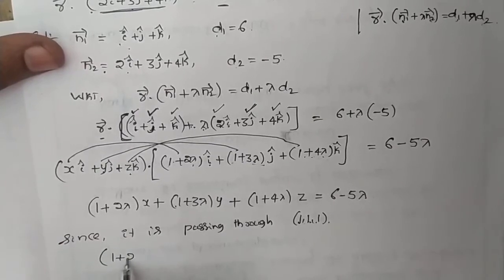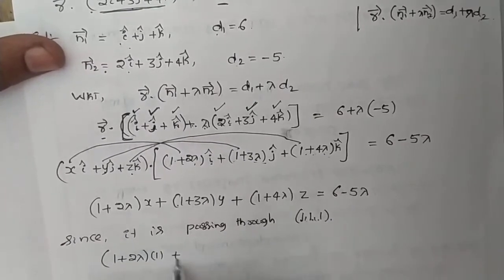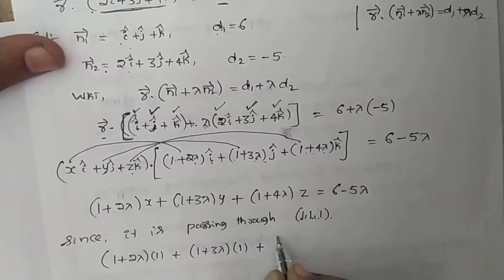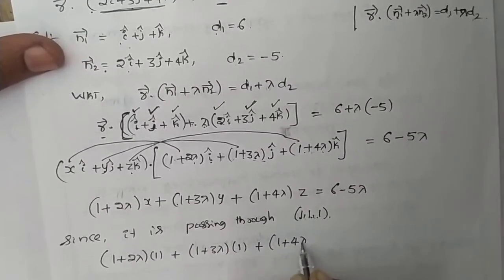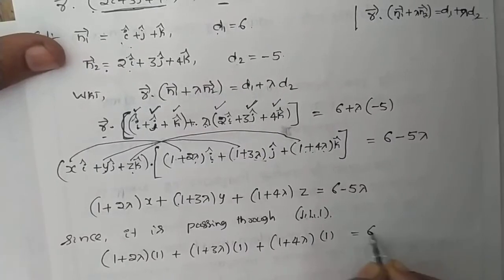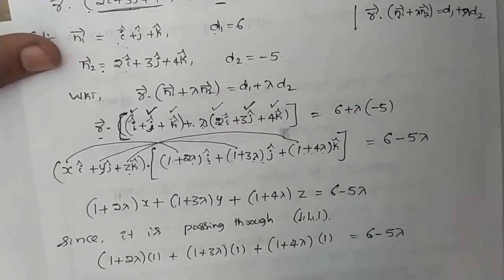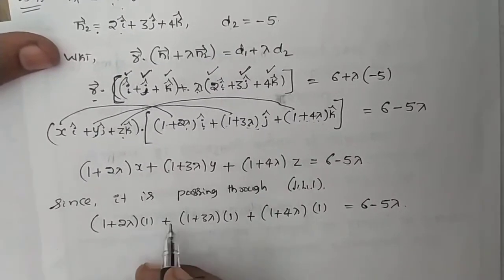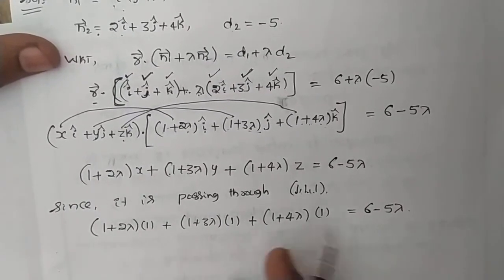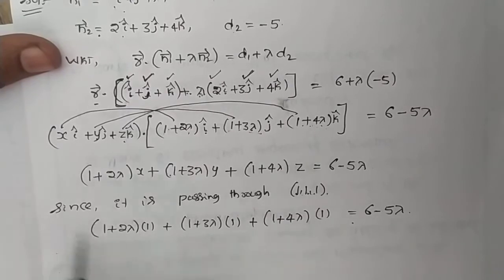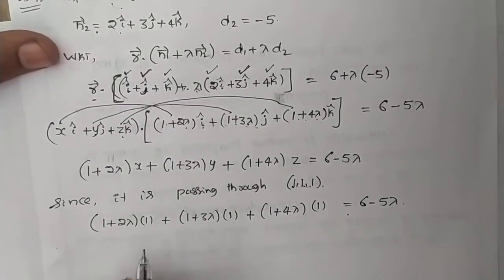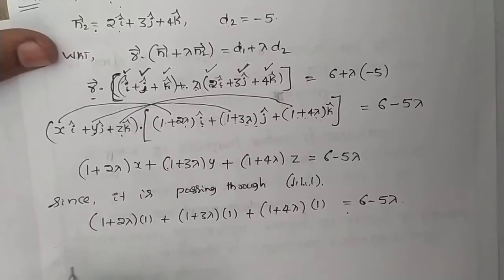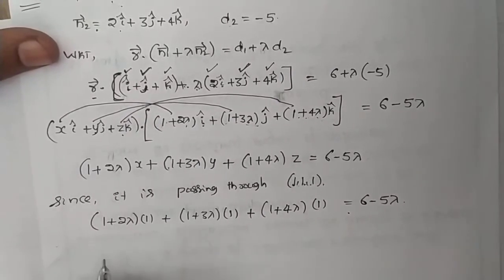1 plus 2 lambda into 1, plus 1 plus 3 lambda into 1, plus 1 plus 4 lambda into 1, equals 6 minus 5 lambda. You just find out the value of lambda and then substitute this lambda into the previous equation. That will become the required vector equation.